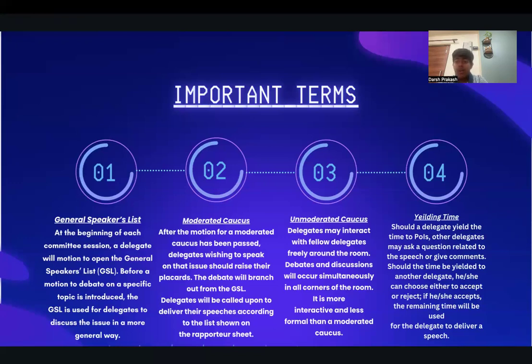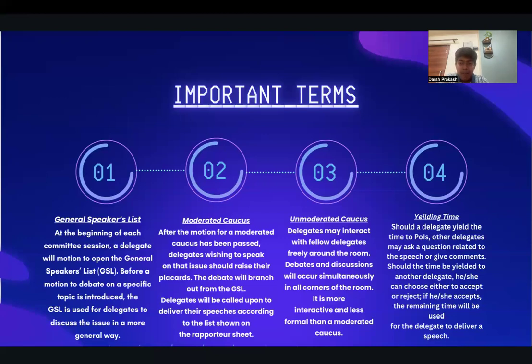In unmoderated caucus, you can also research about your speeches. Like if you are left with a certain part of your speech and you need to do some research work, you can research about that. So you need to, extremely sorry for the cough, you need to utilize the time of the unmoderated caucus very efficiently, right?